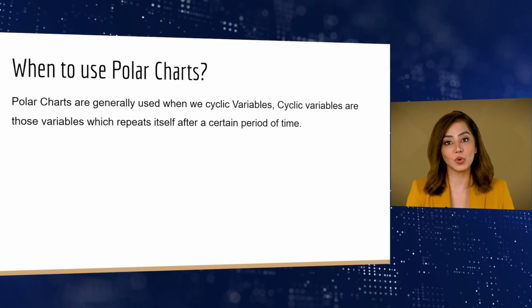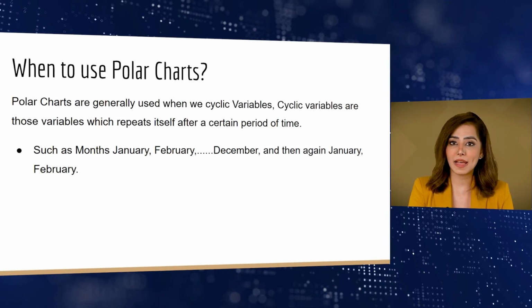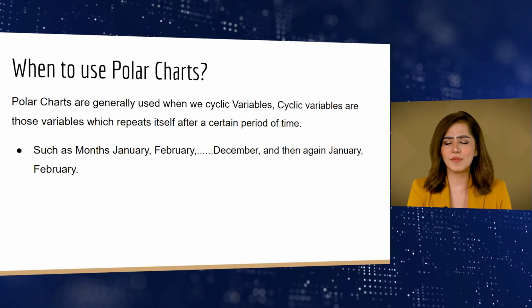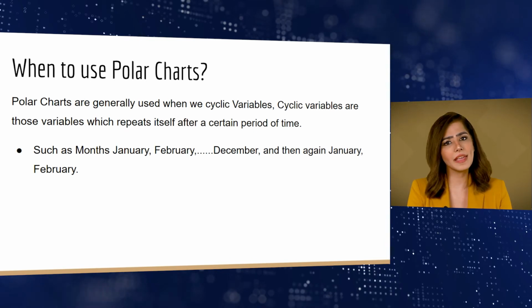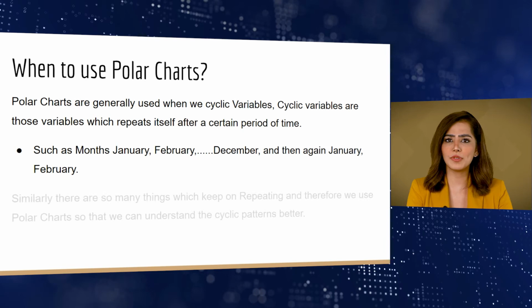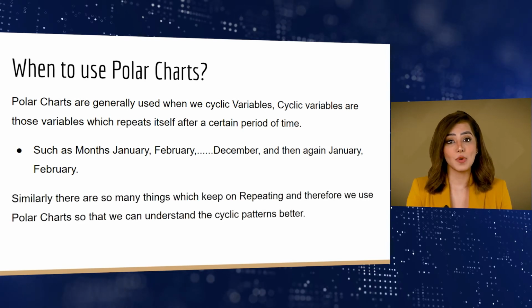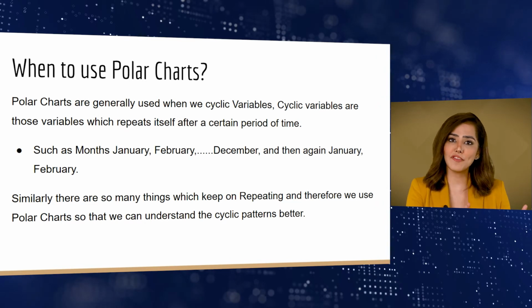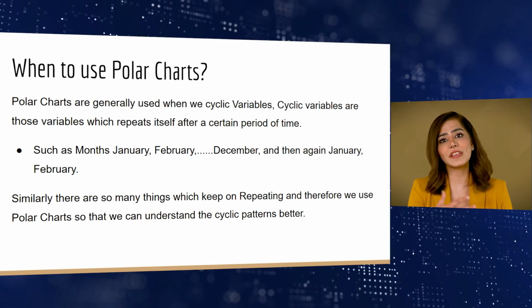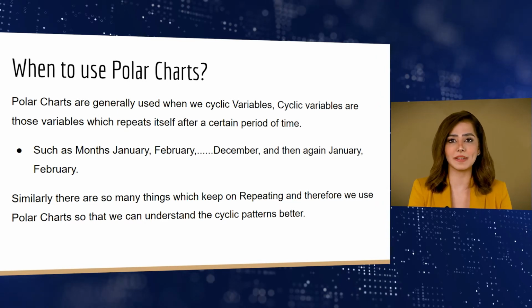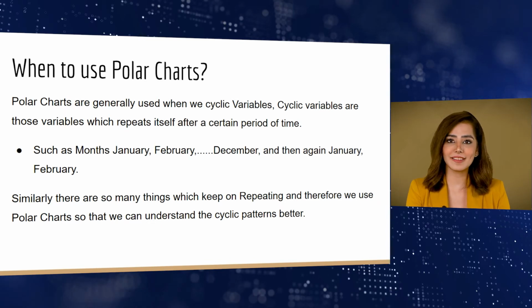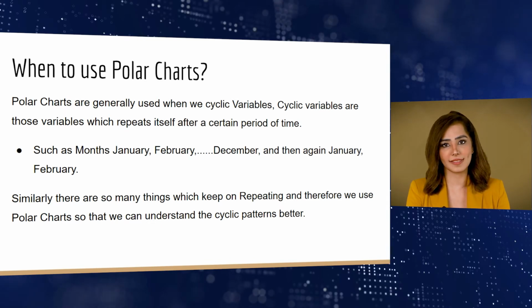Cyclic variables are those variables which repeat themselves after a certain period of time, such as months, January, February to December, and then again January, February. Similarly, there are so many things which keep on repeating, and therefore we use polar charts so that we can understand the cyclic patterns better. Now let's get started and explore polar charts.